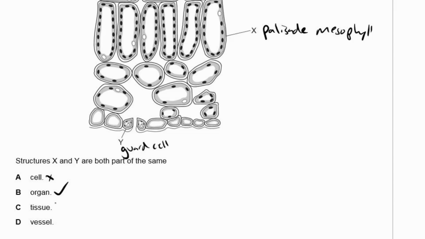Are they part of the same tissue? No, you have spongy mesophyll tissue, and you have the palisade tissue. No, they're not part of the same tissue. Are they part of the same vessels? No, the vessels, they're like the xylem and the phloem in a plant. So the answer here is B.